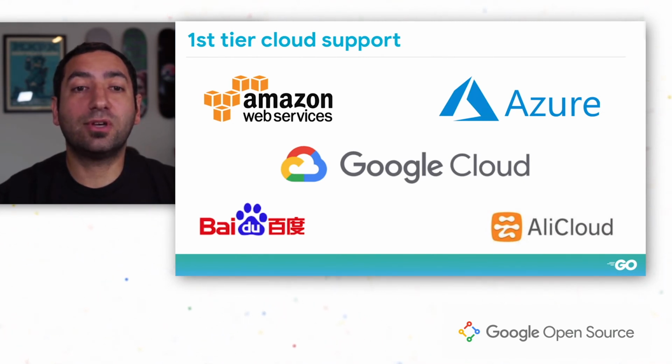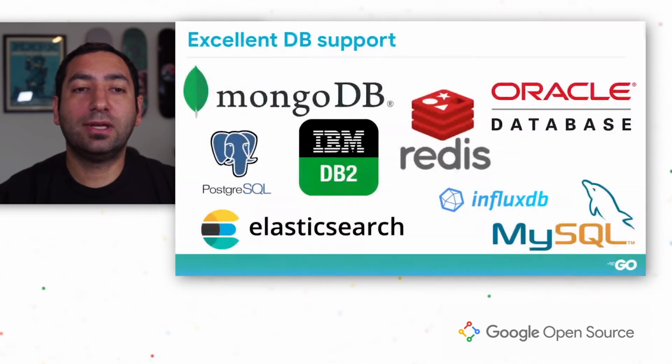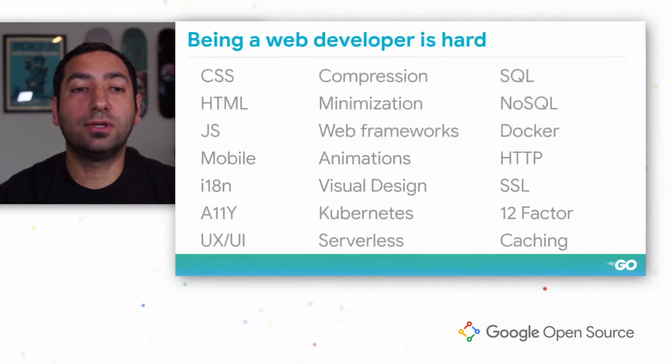This includes serverless offerings like Google's App Engine and Cloud Run, and Amazon's Lambda. And as you would expect, Go has great support for databases, from relational databases to document storage like MongoDB and Elasticsearch, time series like InfluxDB, and memory storage like Redis. All have excellent support in Go, and several are written in Go.